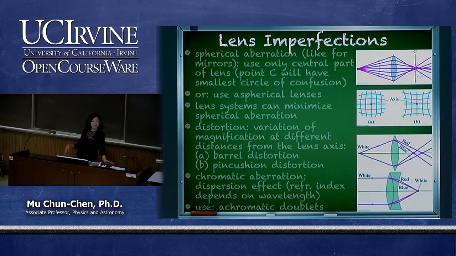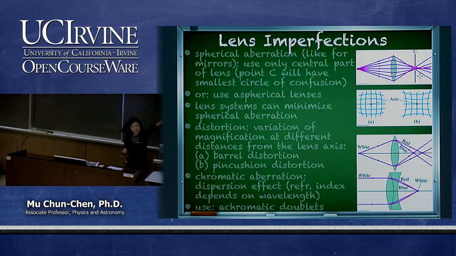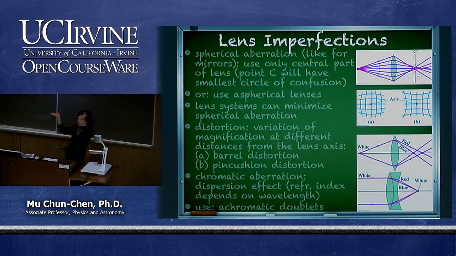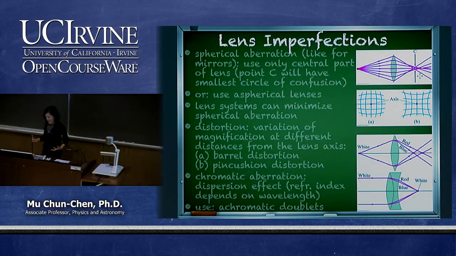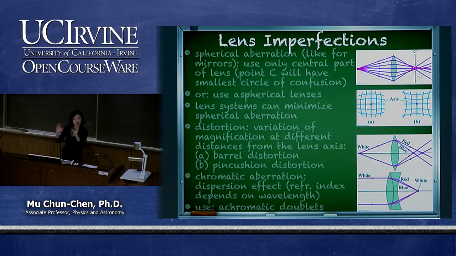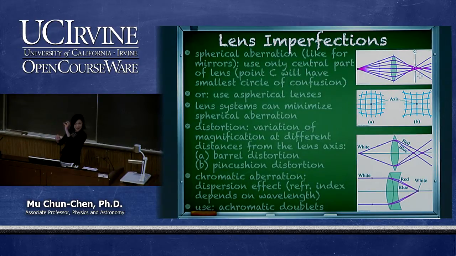So how do you avoid such imperfection? So I just told you, this imperfection arises because the light rays that go toward or go closer to the edge of the spherical lens, they don't really get focused at the same point, right? So in order to avoid this imperfection, one way to do it is to just make use of the central piece or central part of the spherical lens. Or you can also make use of aspherical lenses.